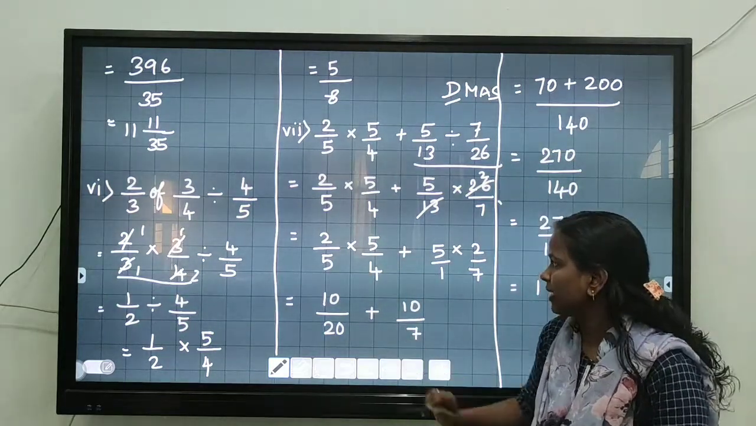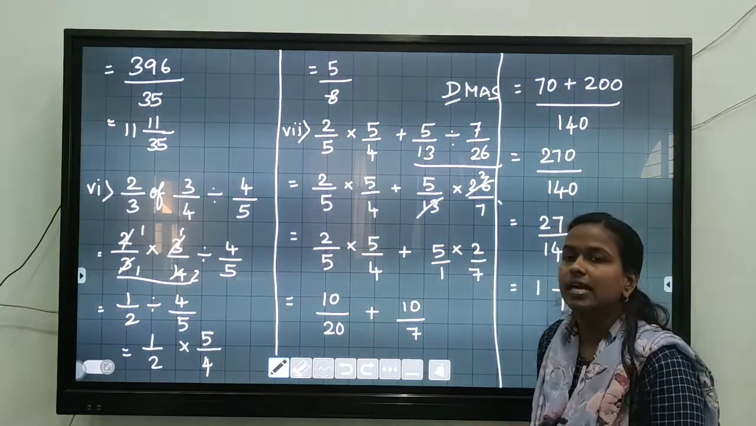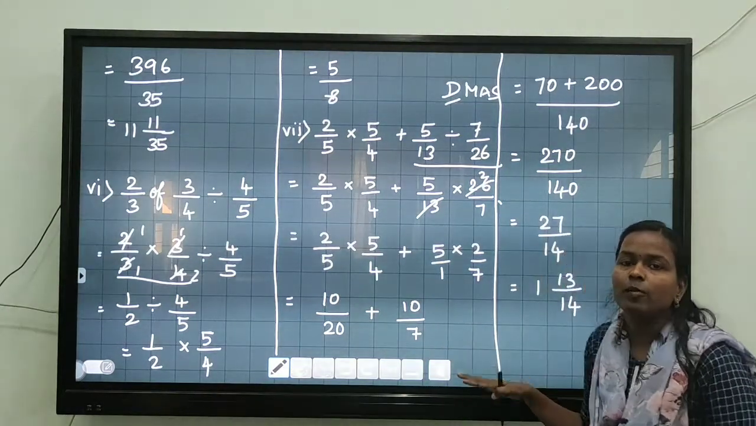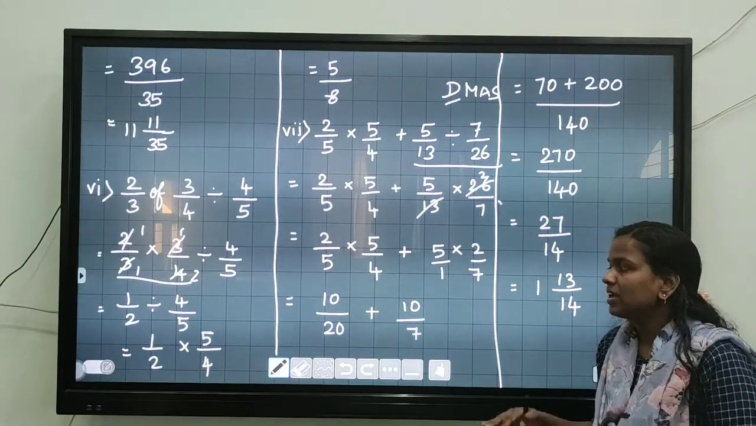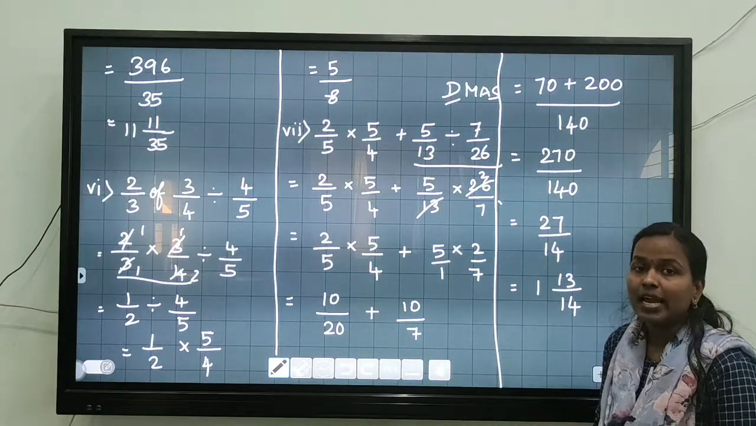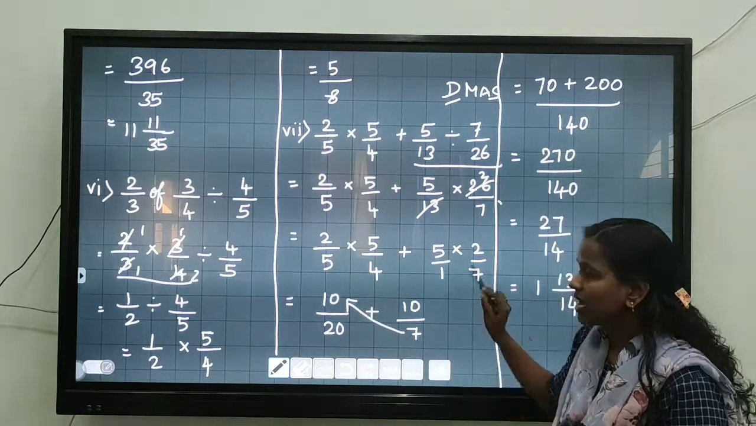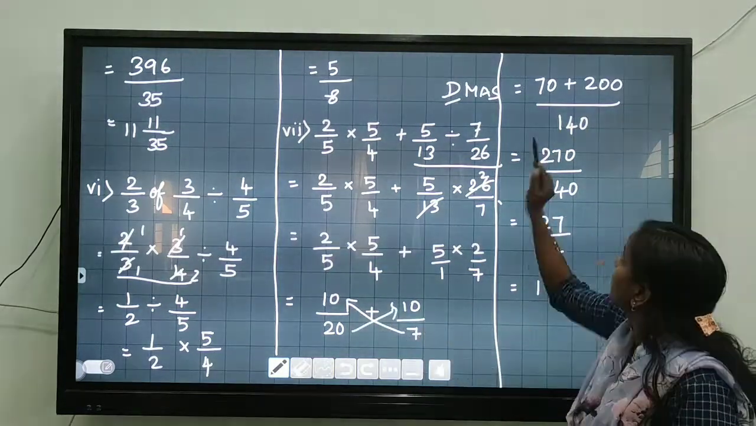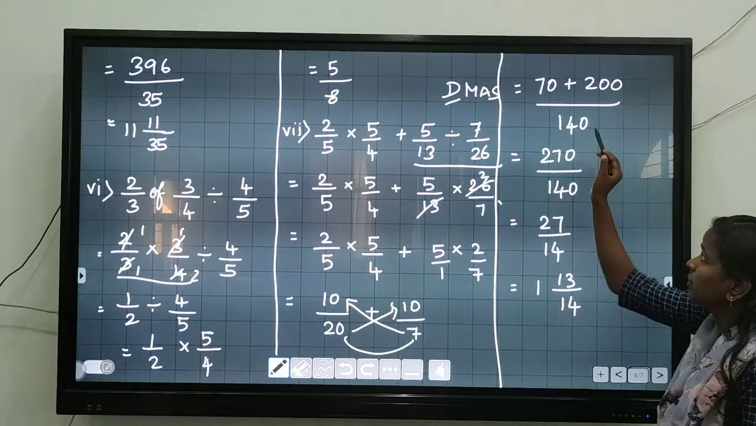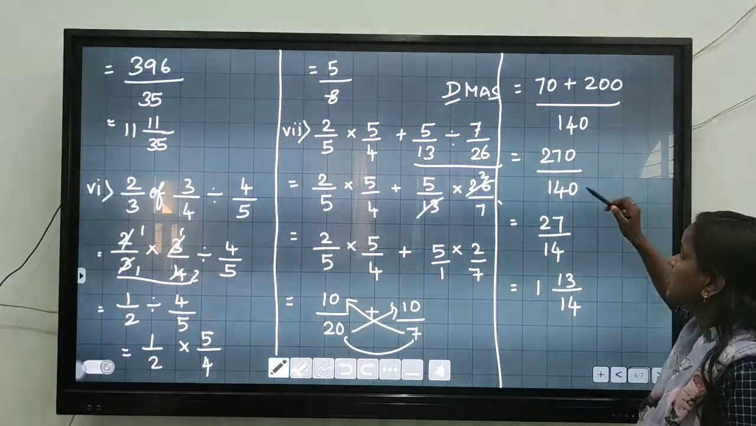Here a plus sign is there, so I am writing plus. 5 2s are 10 divided by 1 7s are 7. If it is plus, you have to see the denominator. If the denominators are the same, we can do addition and subtraction. But here the denominators are not the same, so we have to find the LCM or we can cross multiply. So I am cross multiplying this. 10 7s are 70, 20 10s are 200 divided by 20 7s are 140. So if you add 200 plus 70 you will get 270 divided by 140. The 0s get cancelled.